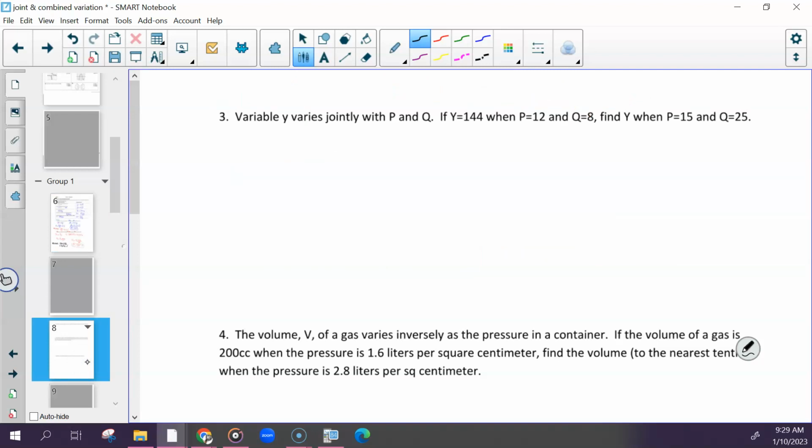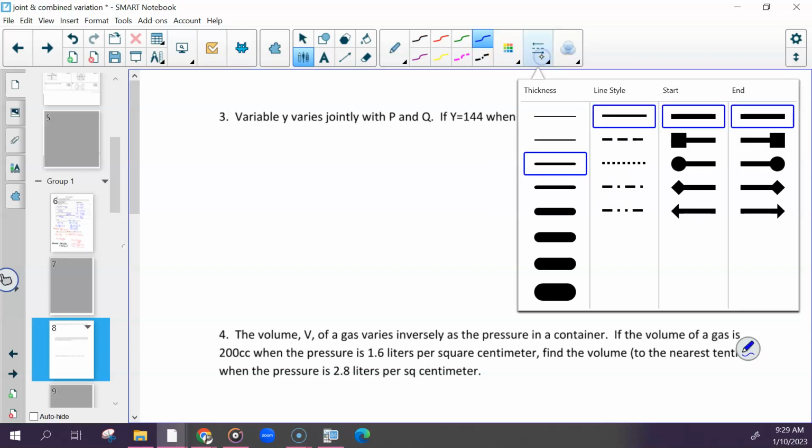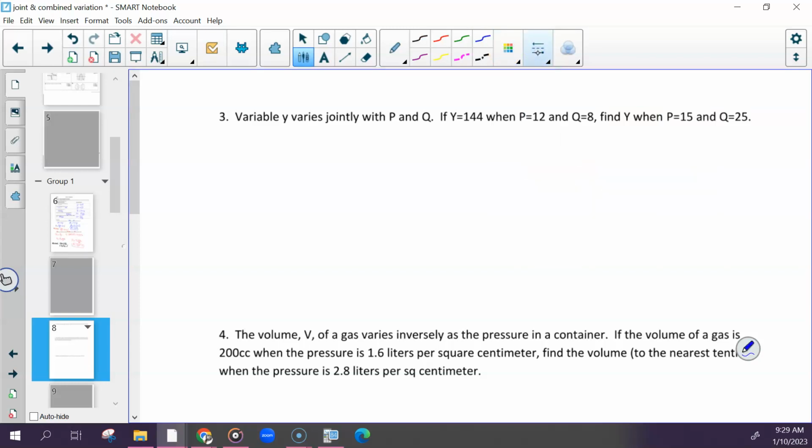We're going to do 3 and then 5, and then we'll see how much time's left. Three is now a varies jointly, so think about what that means. Variable y varies jointly with p and q. How would we write that equation?